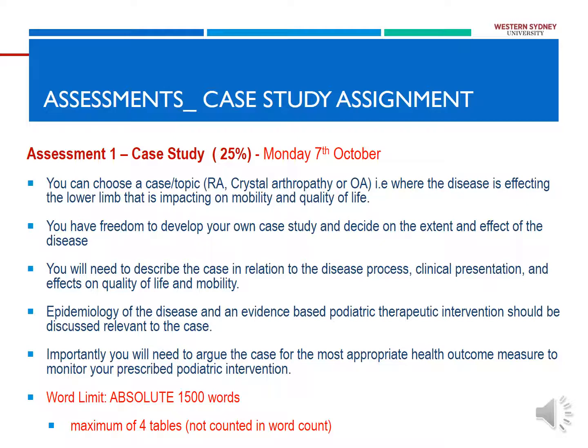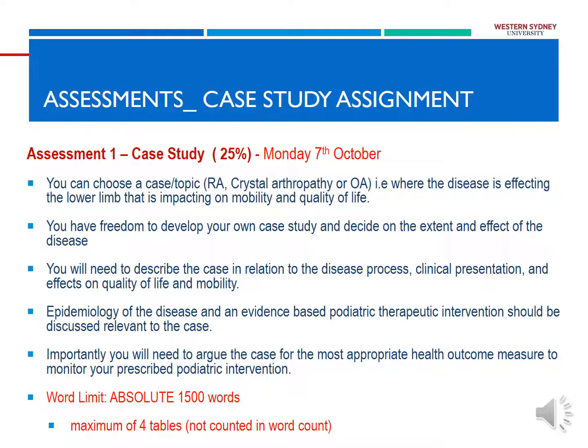And we also want you to consider using an evidence-based podiatric therapeutic intervention that's relevant to the case. And importantly, you will need to argue the case in terms of the most appropriate health outcome measure to monitor your prescribed podiatric intervention. So what we're asking you is to describe a case really well, tell us how it's affecting the person, how you're going to manage this, why you've chosen that particular way in terms of the evidence, and then how you're actually going to monitor this to know that your treatment is actually really effective.